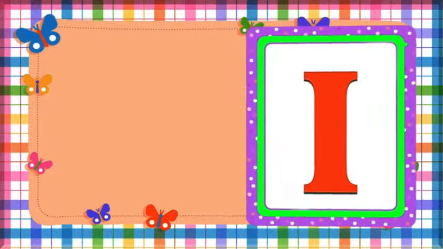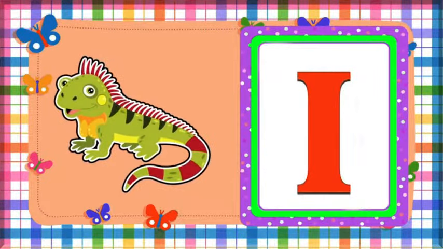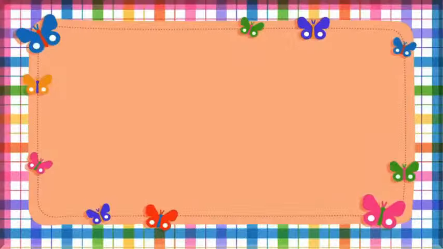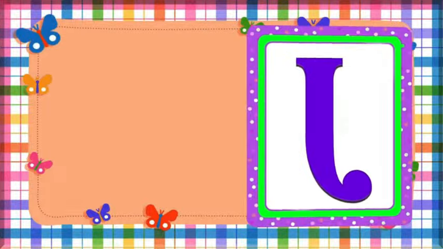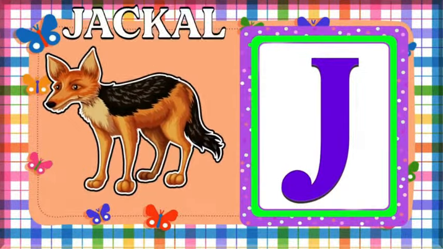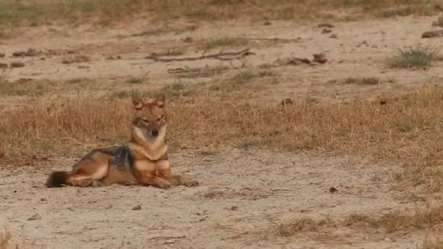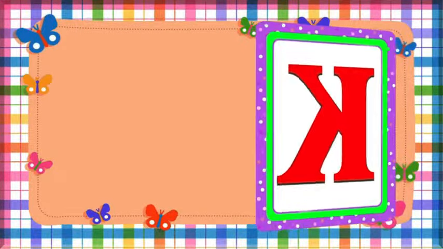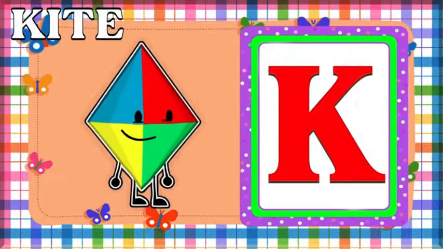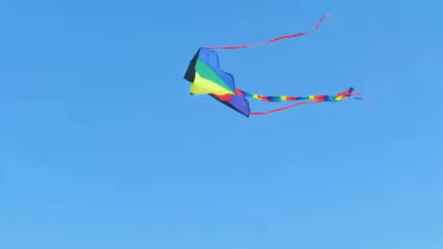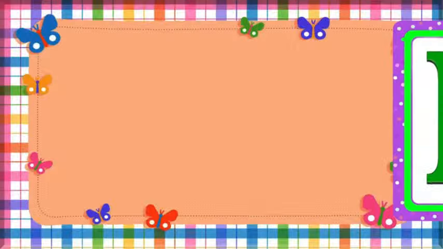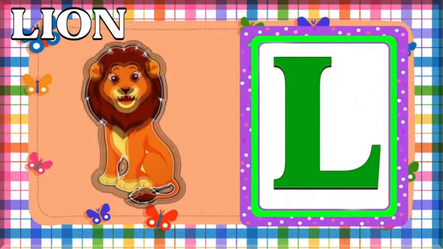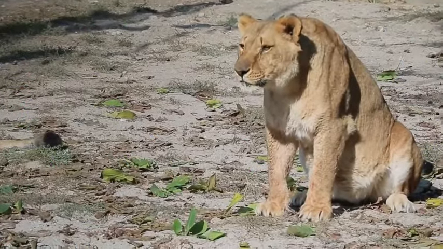I. I is for iguana. Iguana. J is for jackal. Jackal. K. K is for kite. Kite. L. L is for lion. Lion.